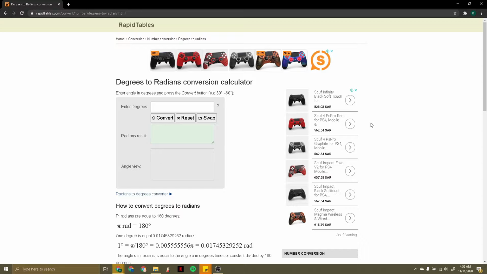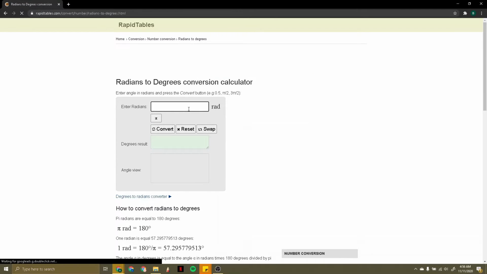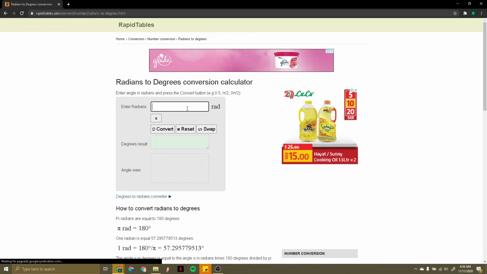So, how are we gonna start with this? If we want to convert degrees, you'll see a white bar where we can put any degrees. And if you want to change the degrees to radians, not convert, like swap them both, just click the swap. There. So you can enter radians to convert it to degrees.